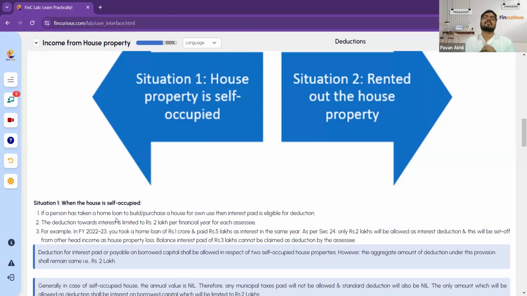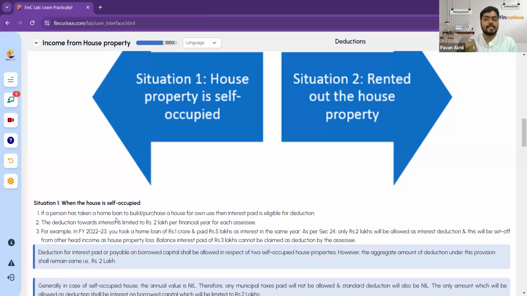Let me tell you an example. I took a house on a loan and I am paying 3 lakh rupees as interest for that particular house property, and I am staying in that house. It is self-occupied. What happens? I can claim only up to 2 lakhs. I cannot claim 3 lakhs because the income tax is restricting me to take only 2 lakhs per annum, even though I have paid 3 lakhs.